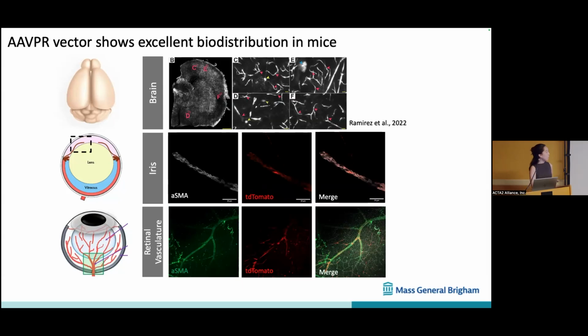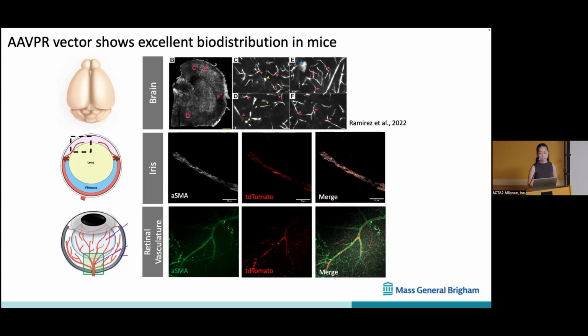We see the same thing in the eye. So this red signal that we see here is transduction by AVPR, and importantly, it overlaps in both the iris and the retinal vasculature with signal from alpha SMA, which is a marker for smooth muscle cells specifically. And that data together tells us that our vector does successfully reach the brain and the eye, and we are specifically transducing smooth muscle cells, which is exactly what we wanted to see.